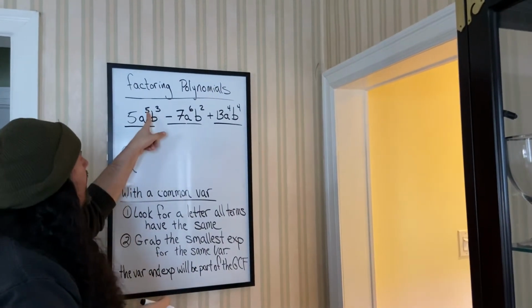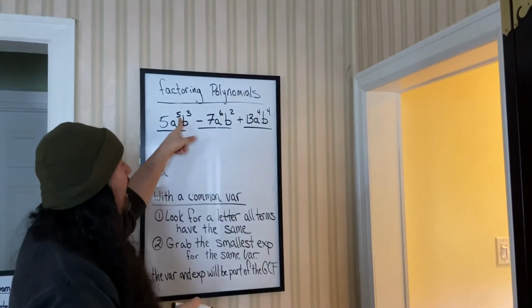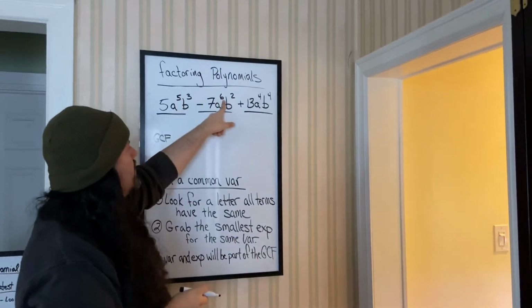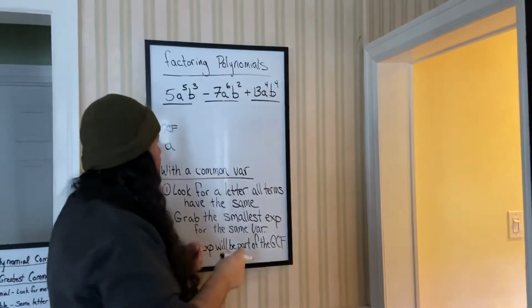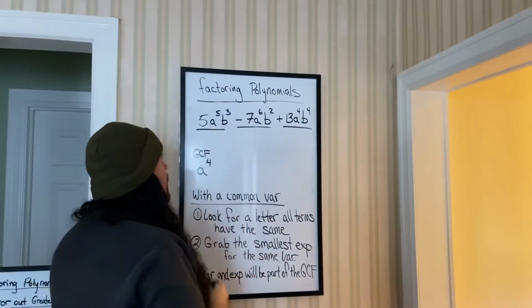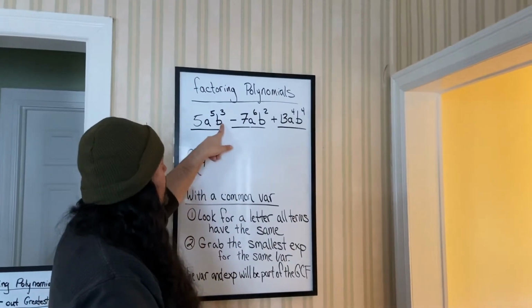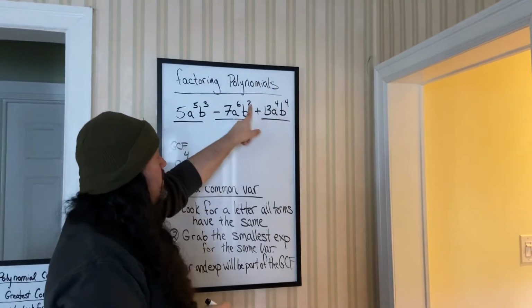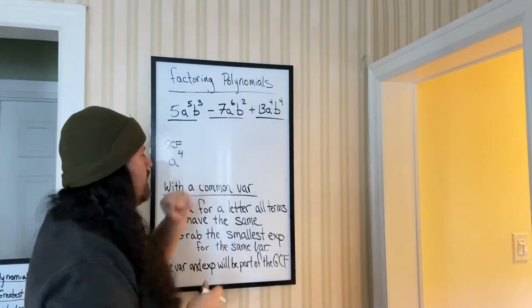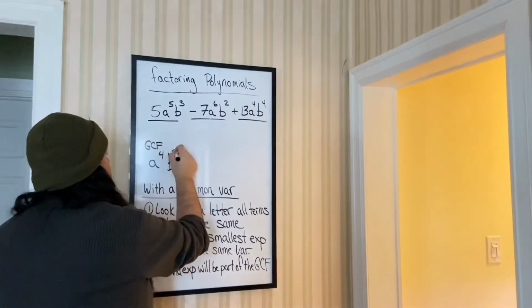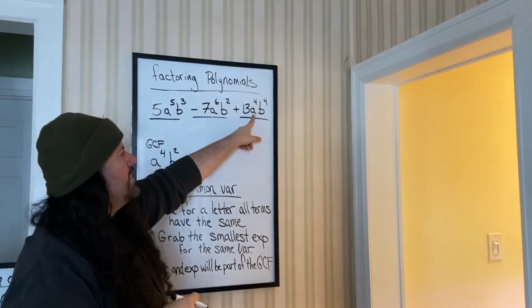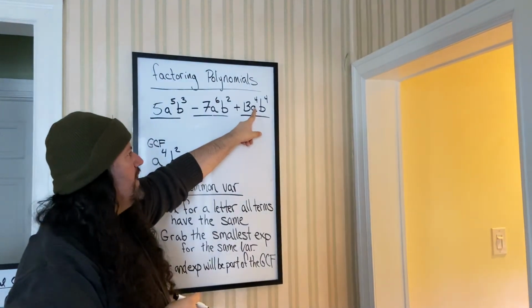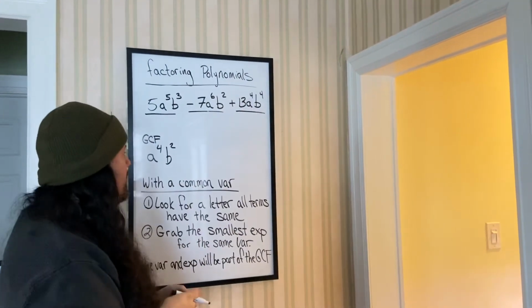And then remember, grab the smallest exponent for A. 5 versus 6 versus 4, 4. For B's, notice they all have B's. 3, 2 of them here, 4 of them here. So here, I'm going to grab the 2. So it doesn't necessarily have to be all in the same term. Here I grab the smallest A's. Here, in this term, I grab the smallest B's.